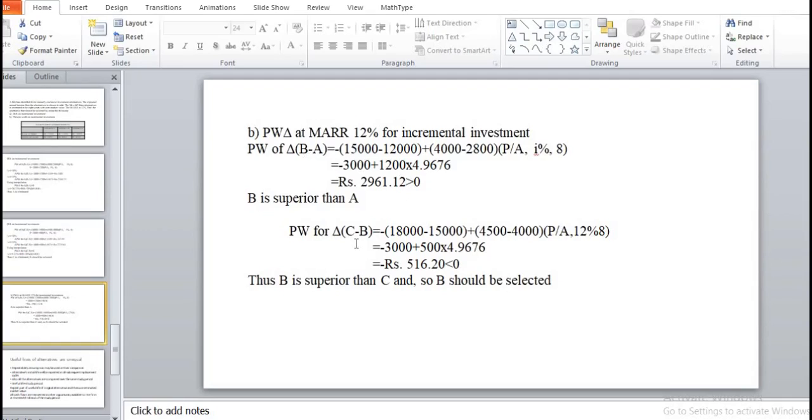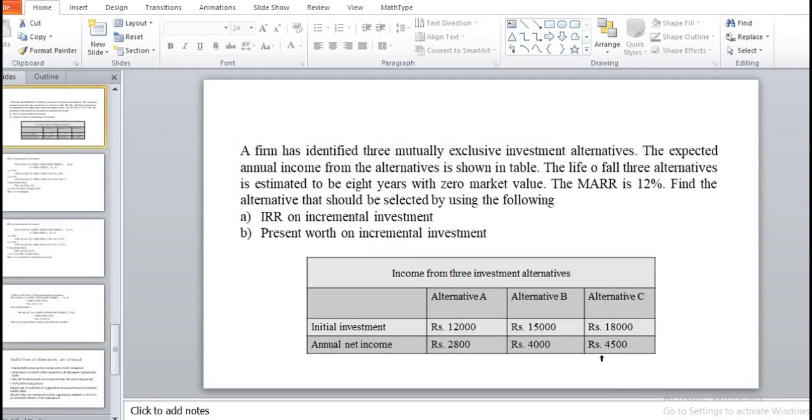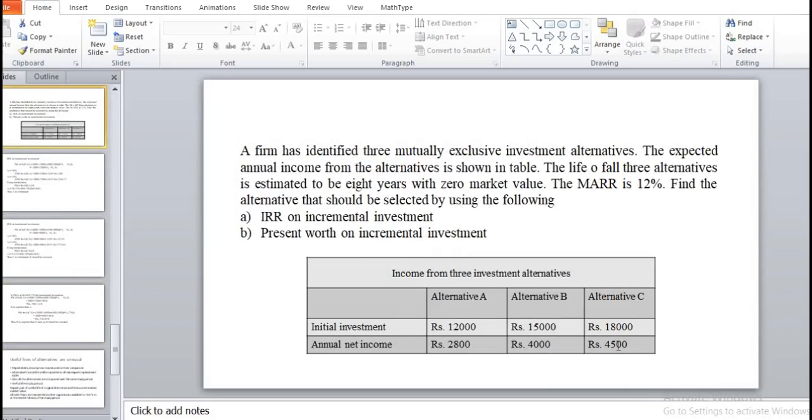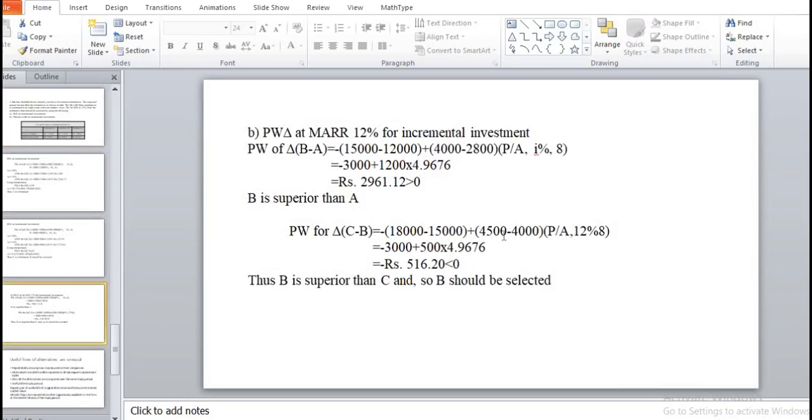Now again we find C minus B. With C minus B, the C investment is 18,000, B investment is 15,000. So minus 18,000 plus 15,000, plus income 4,500 minus 4,000, with the present worth factor. After simplification, we will get minus 516.20, which is less than 0. So C is now eliminated, B is remaining.